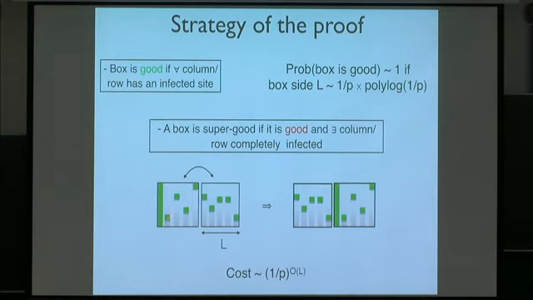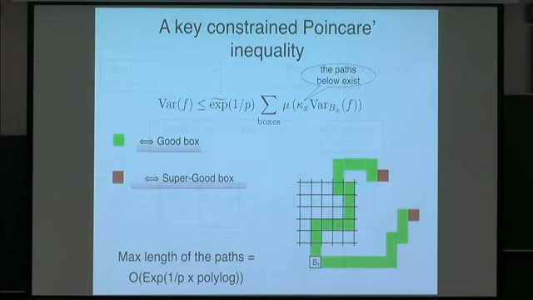However, if I have a super good box like this one, where green means infected, and next to it there is a good box, then it can be shown that you can swap the two boxes, like that, by creating at most, say, proportional 12 new infected vertices. So the cost is 1 over p proportional 12. That's relatively easy.